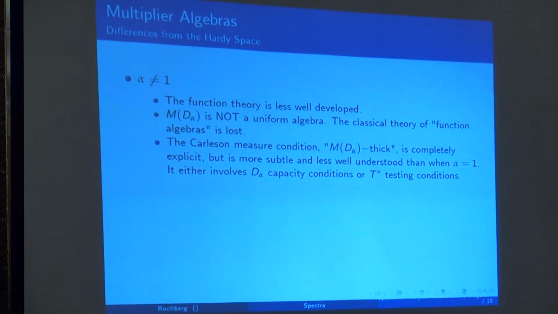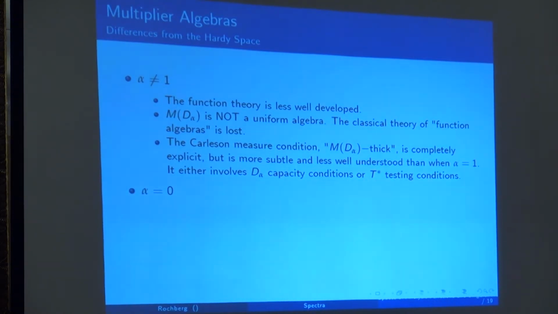The Carleson measure condition for the Hardy space says that a certain measure, d mu z, is a Carleson measure, and you can then give the characteristic property that defines Carleson measures, or you can give the theorem that gives an intrinsic characterization. The same is true for these d alphas, but the intrinsic characterizations are more awkward. They're either capacitary conditions or testing conditions, neither of which are totally satisfying, neither of which are easy to work with. So, although the conditions are explicit, they're less well understood and harder to work with.